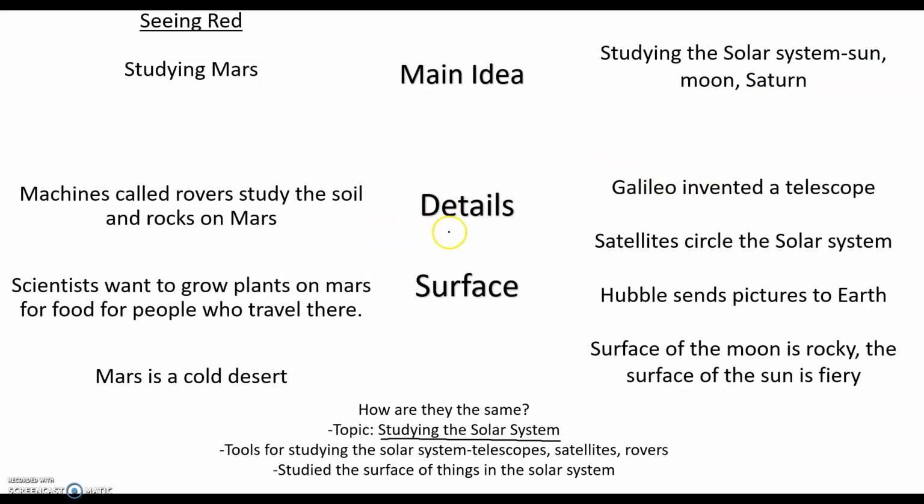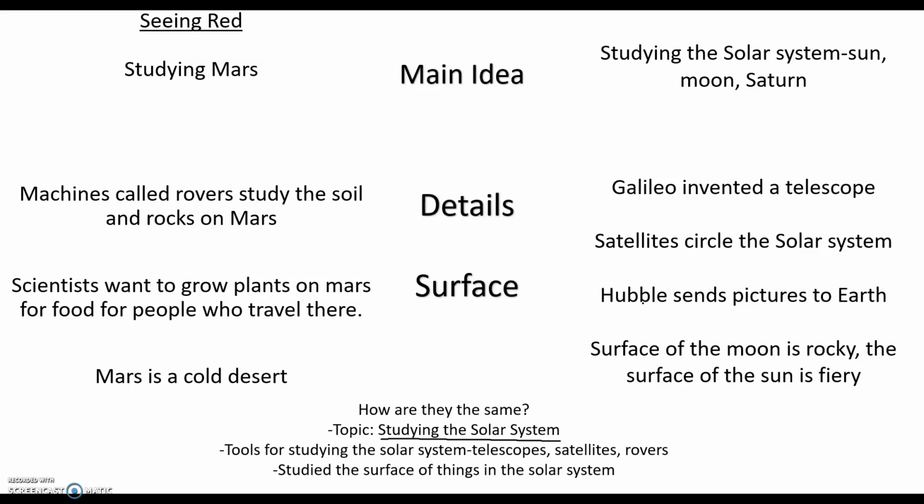Getting into some of the key details, and this is just some of them. In Seeing Red, we read about machines called rovers that study the soil and rocks on Mars. In Earth and its Neighbors, we read how Galileo invented a telescope. We also read about satellites that circle the solar system. And we read about the Hubble telescope that sends pictures to Earth.